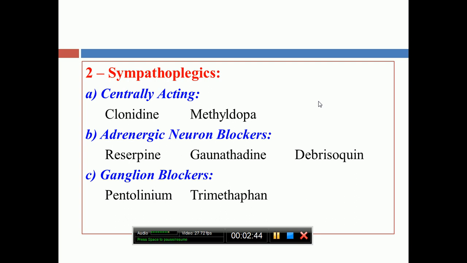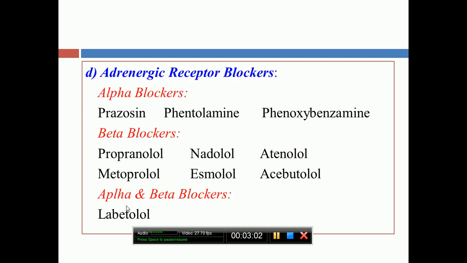We have further classes in sympathoplegics as centrally acting. They act through the central nervous system: clonidine and methyldopa. Then we have adrenergic neuron blockers like reserpine, guanethidine, and debrisoquin. Then we have ganglion blockers like pentolinium and trimethaphan. Then we have adrenergic receptor blockers. These drugs block the adrenergic receptors.